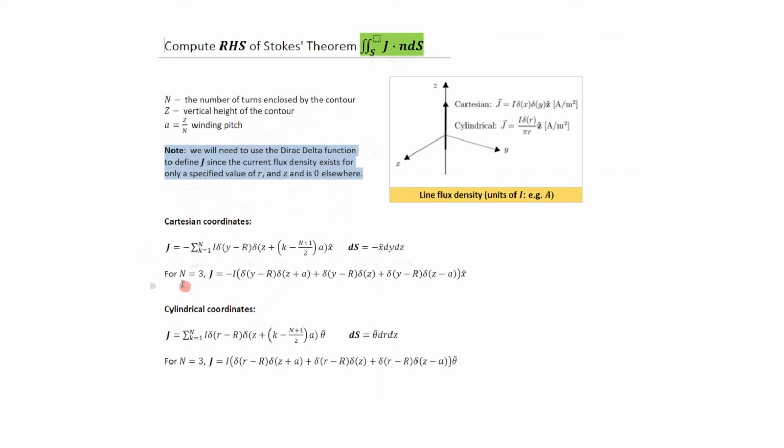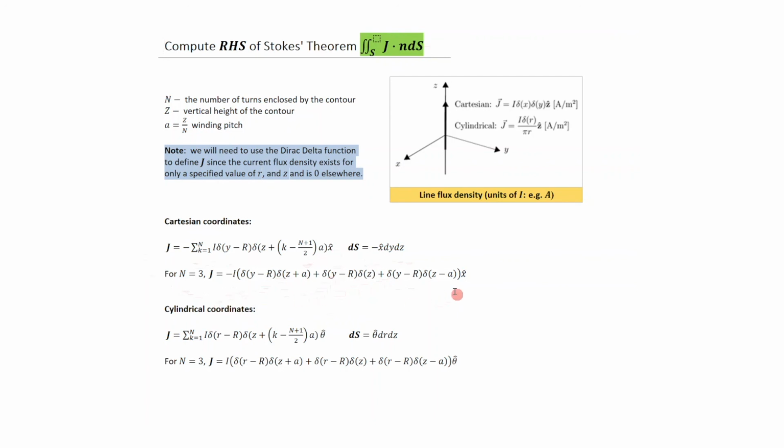If we were looking at our special case n equals 3, then this expands only to 3 terms, and we end up with this expression that you see here. And again, here also, j is pointing into the blackboard, and so that would be in the negative x direction. Okay, so that's why the minus sign, x hat there.